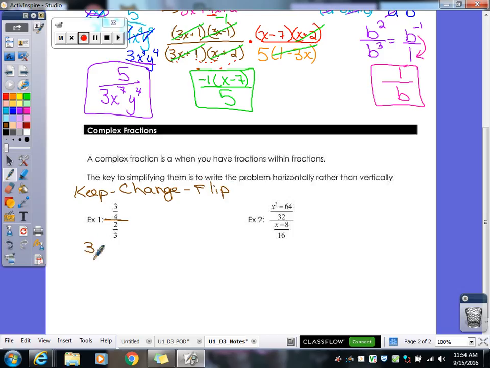So, in our first example, I would keep the top fraction, 3/4 stays as 3/4. Changing it to multiply. And I'm flipping my second fraction. So then multiply across your numerators. 3 times 3 gives us 9. Multiply your denominators. 4 times 2 gives us 8. Can we reduce that? Oh, so there's our answer.